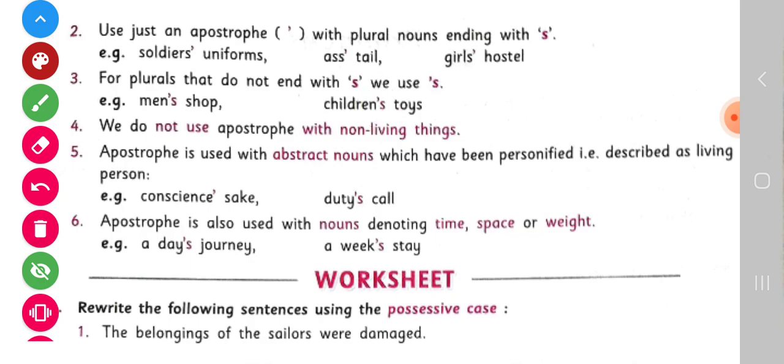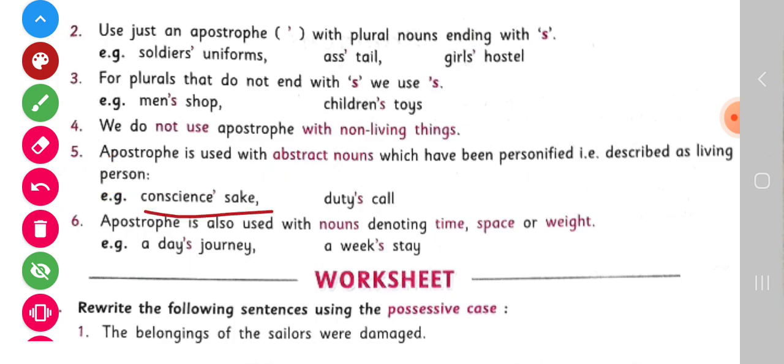Okay, we do not use apostrophe with non-living things. Non-living things के साथ, this is the most important rule of grammar, that we will not use an apostrophe with non-living things. Okay, next is apostrophe is used with abstract nouns which have been personified, described as living person.